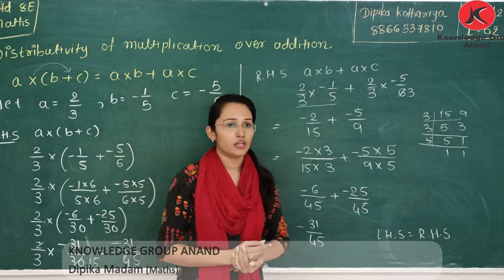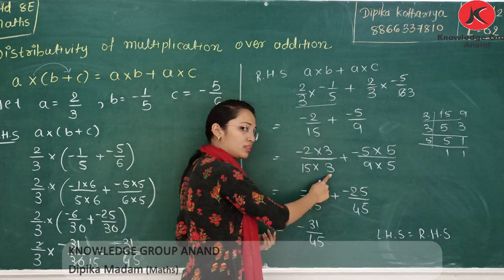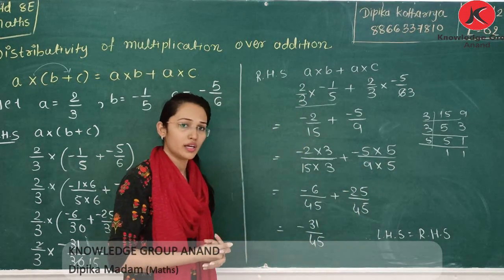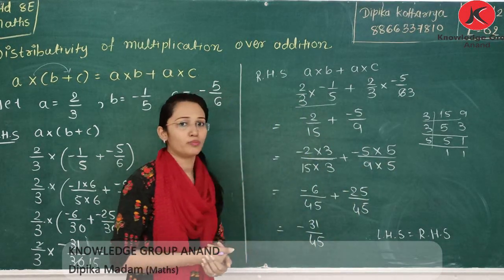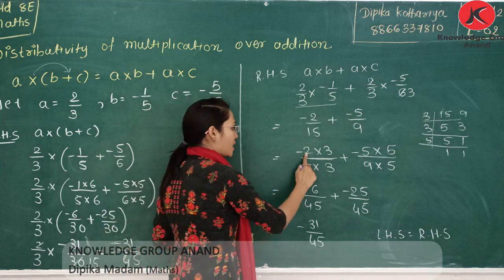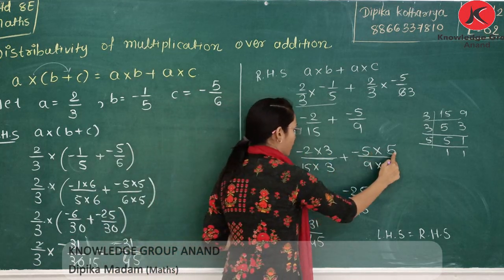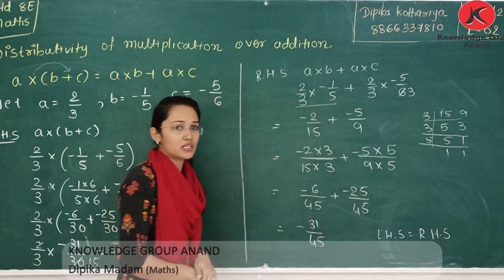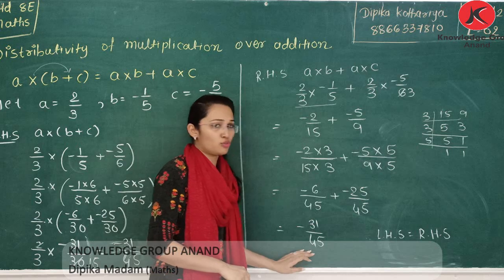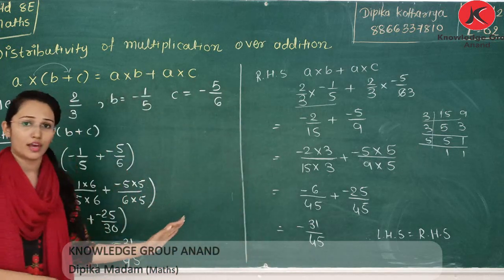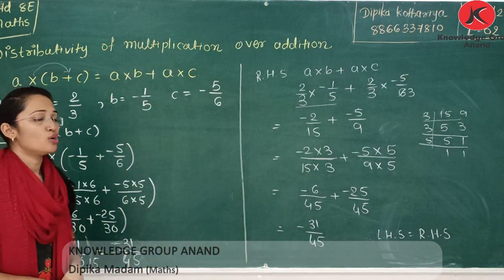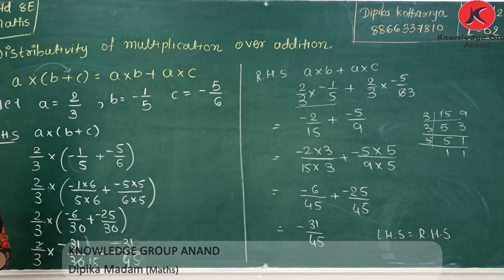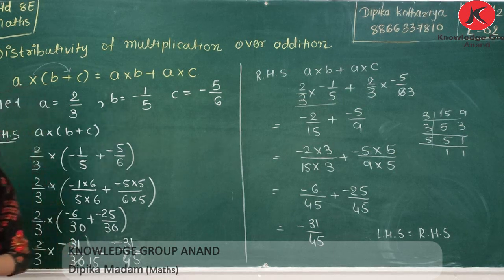LCM is 45. So 15 needs to multiply with 3 and 9 needs to multiply with 5 to get 45 in the denominator. The same number you need to multiply in the numerator. -2 3s are -6 and -5 5s are -25. -6 -25 is -31/45. You can see both left hand side and right hand side are the same. So rational numbers have the distributive property for multiplication over addition.